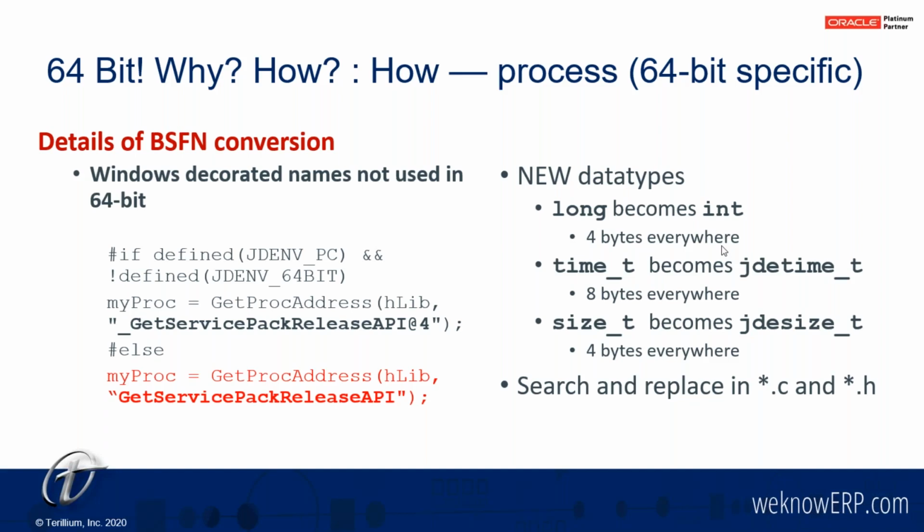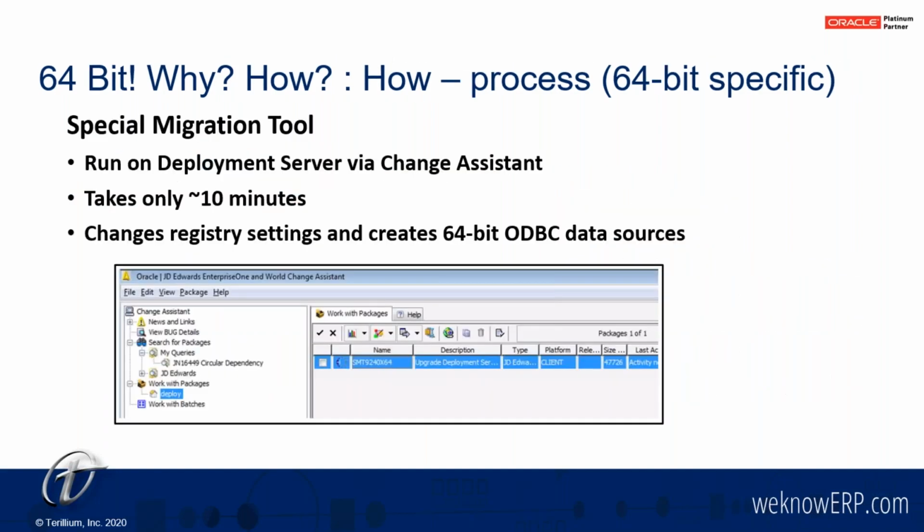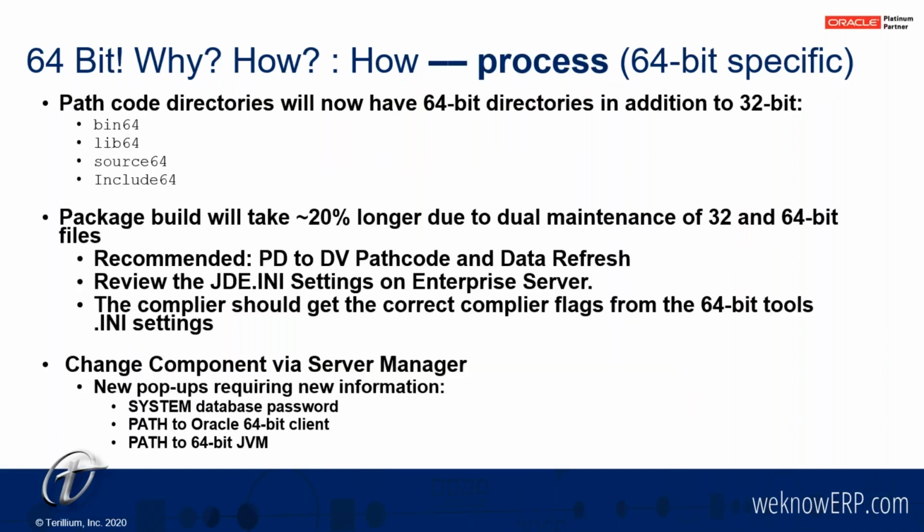So your automated conversion routine would do a search and replace in the .c's and the .h's basically. And again, the document goes into some other, more obscure situations, things that might not work well with the automated conversion. The special migration tool we mentioned, you run it on the deployment server via Change Assistant. It takes a few minutes, changes registry settings, and rips out a few new ODBC data sources. It's not really a problem. You just run it and you're done with it.